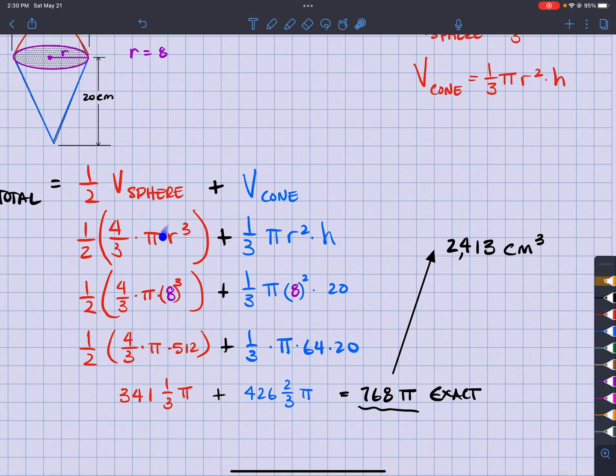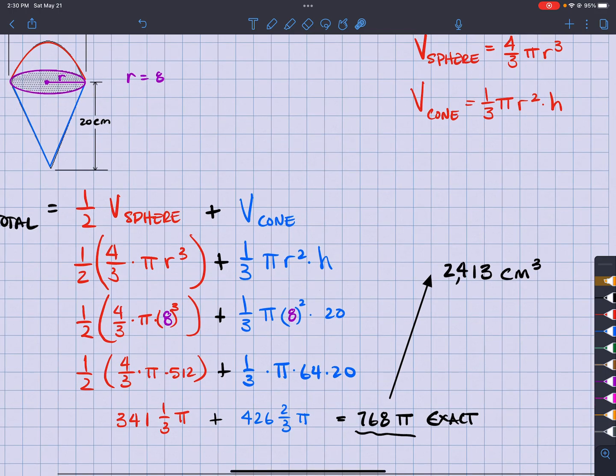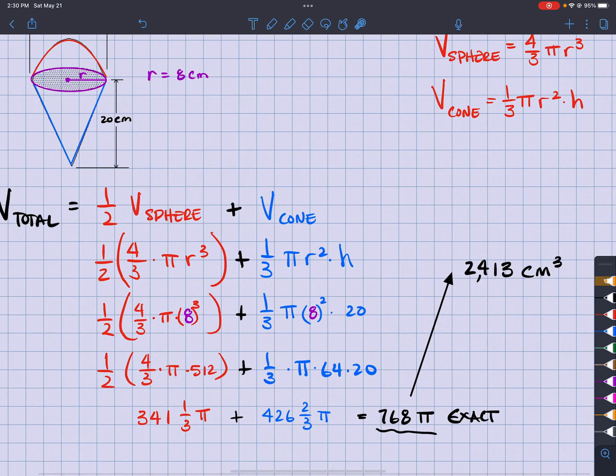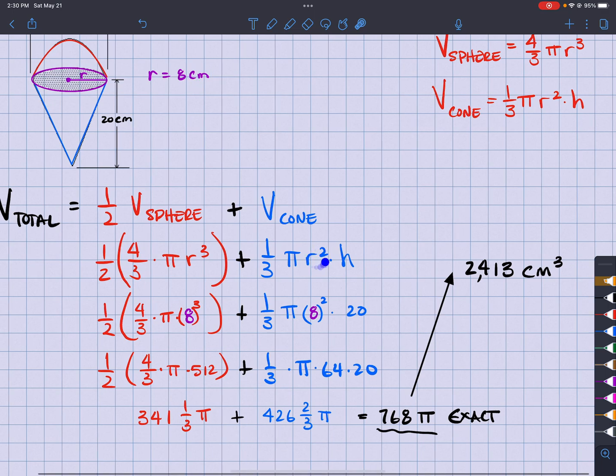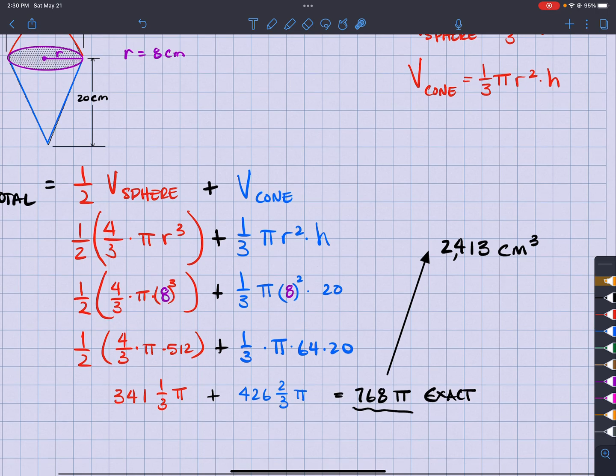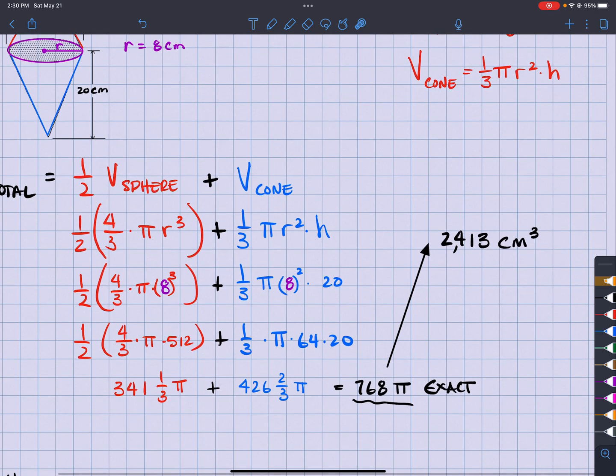And why is it cubic centimeters? Because this is r cubed, and the r is 8 centimeters. So it'll be centimeters times centimeters times centimeters, which will give me centimeters cubed. Over here, r squared would be 8 centimeters times 8 centimeters, so that's centimeters squared times the height, which is also centimeters. So again, centimeters cubed. So with that being said, that is answer D.